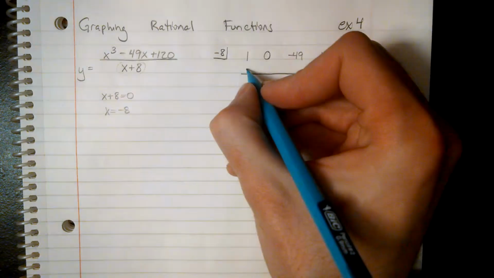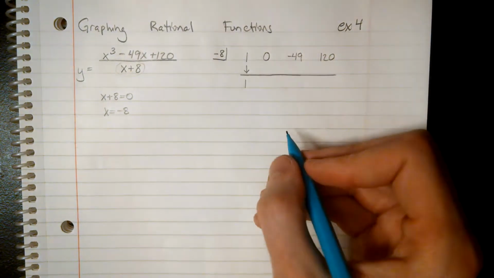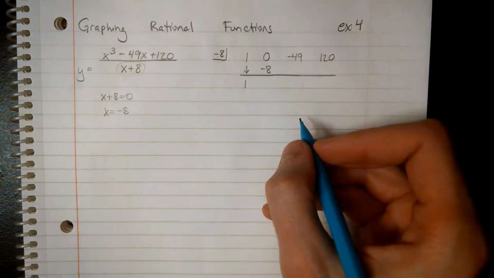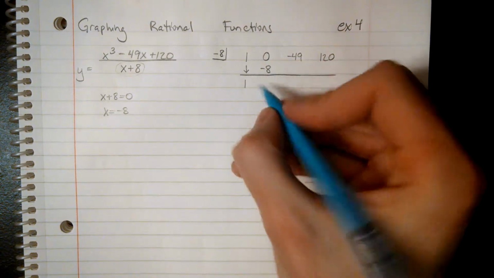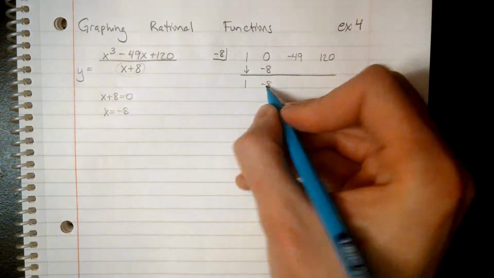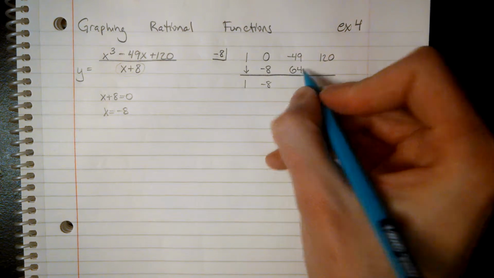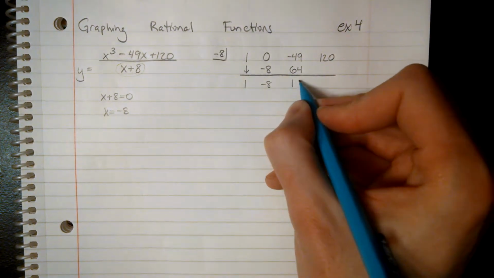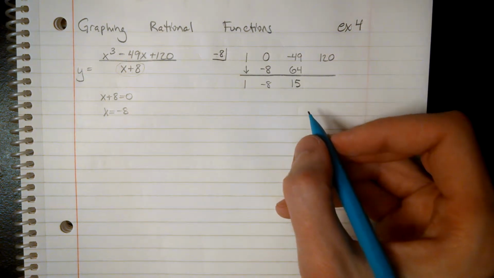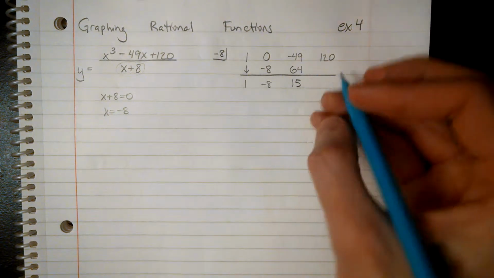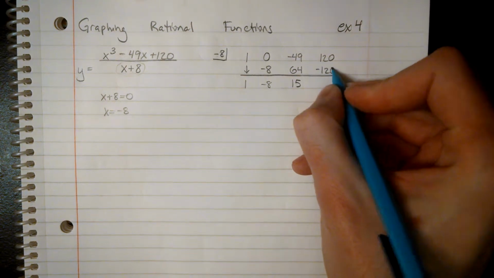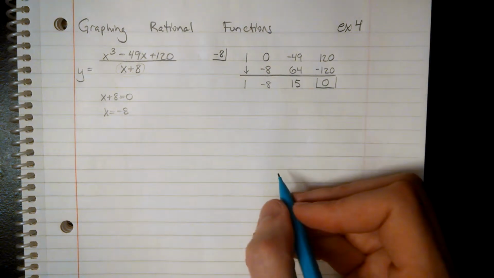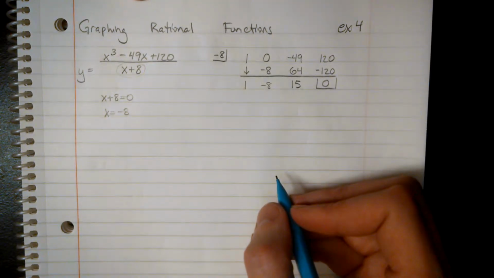Alright, so to start synthetic division, you bring down the 1. Negative 8 times 1 is negative 8. I'm going to add those two together. Negative 8 times negative 8 is 64. I'm going to add those two together, which I believe is 15. And negative 8 times 15, again I believe is negative 120. So it works out to have a 0 remainder here.